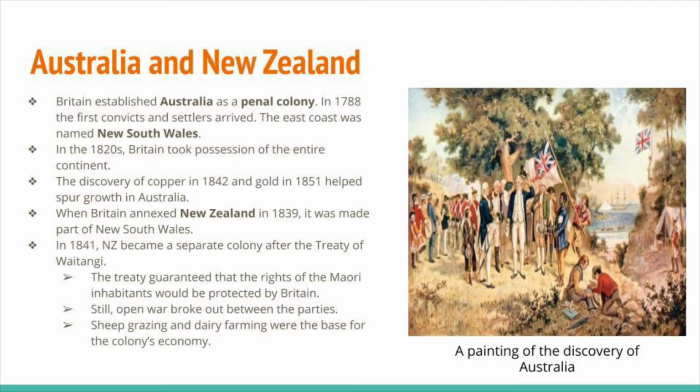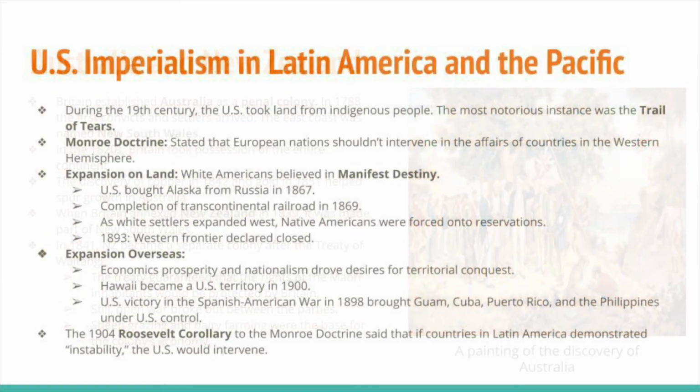When Britain annexed New Zealand in 1839, it was made part of New South Wales. However, in 1841, New Zealand became a separate colony following the Treaty of Waitangi. This treaty guaranteed that the rights of the Maori inhabitants would be protected by Britain. However, open war still broke out between the Maori inhabitants and the settlers. Sheep grazing and dairy farming were the base for New Zealand's economy. The image on the right is an artist's depiction of the discovery of Australia.